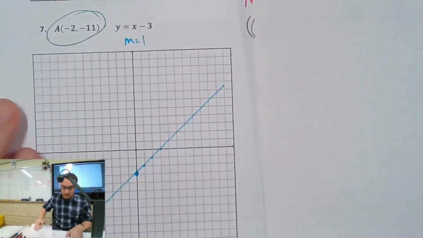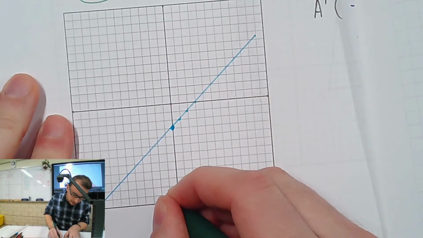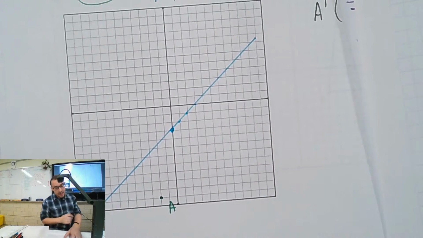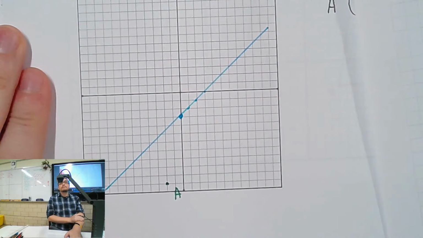A is (-2, -11). So I'm going to go 2 to the left and down 11. 1, 2, 3, 4, 5, 6, 7, 8, 9, 10, 11. There's A. Right there. I know it's 12 by 12, so I cheated. All right, so that's A. Everybody good with that? Awesome.